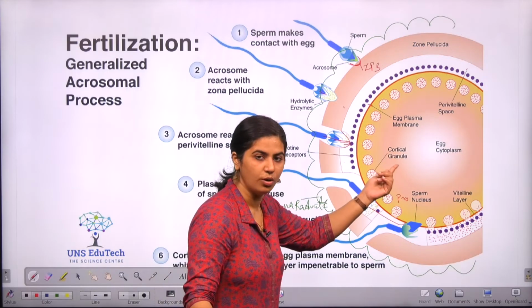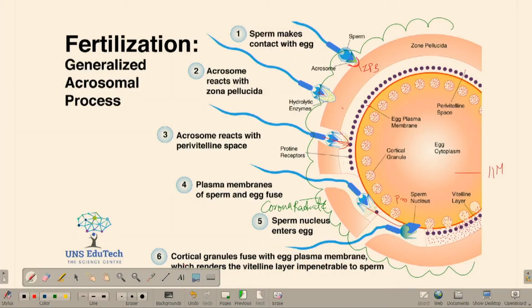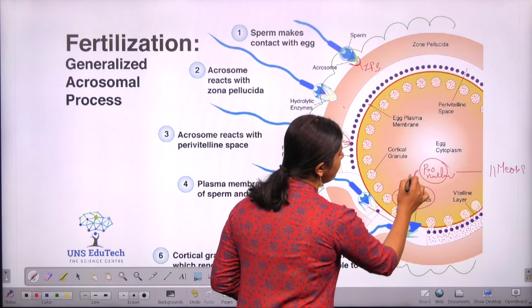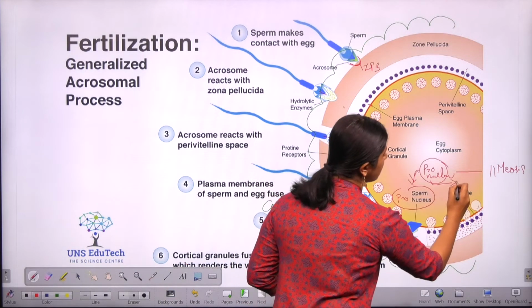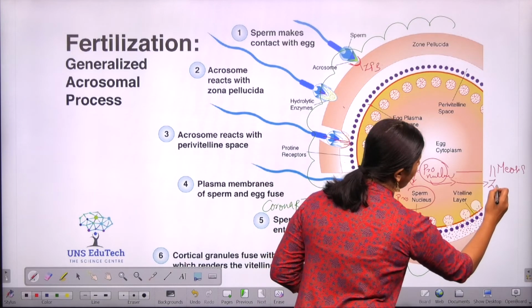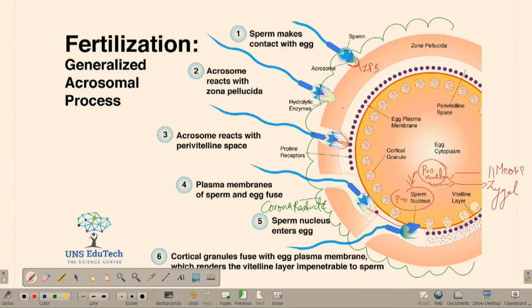At the same time, the ovum undergoes its second meiosis, and it also forms the pronucleus. Now the sperm pronucleus and the new pronucleus of the ovum fuse to form the zygote, which will be 2n in number.